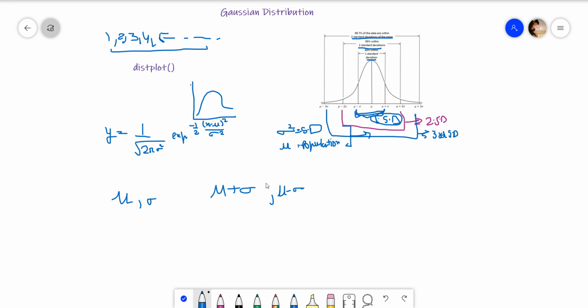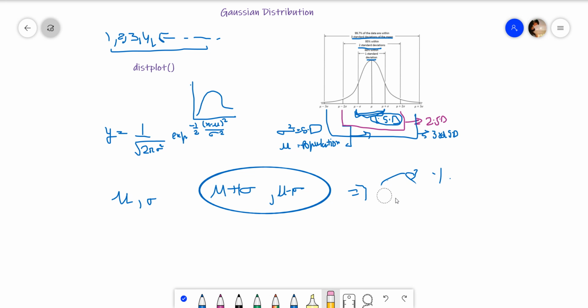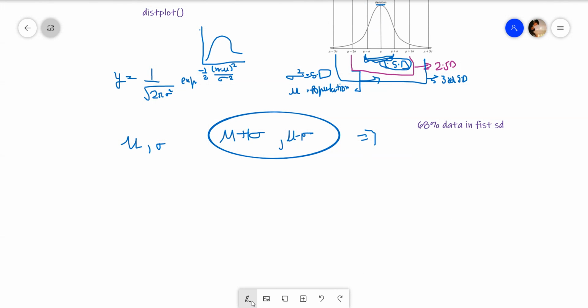We call it the first standard deviation because we have one sigma here. The assumption is that if we find the range according to our first standard deviation, it will show us 68% of our data in the first standard deviation.